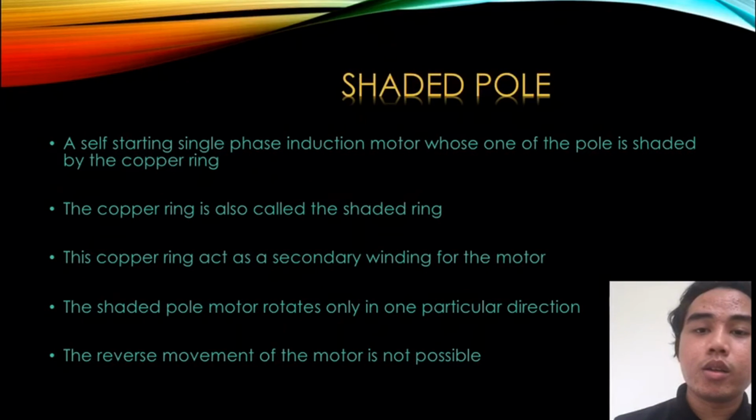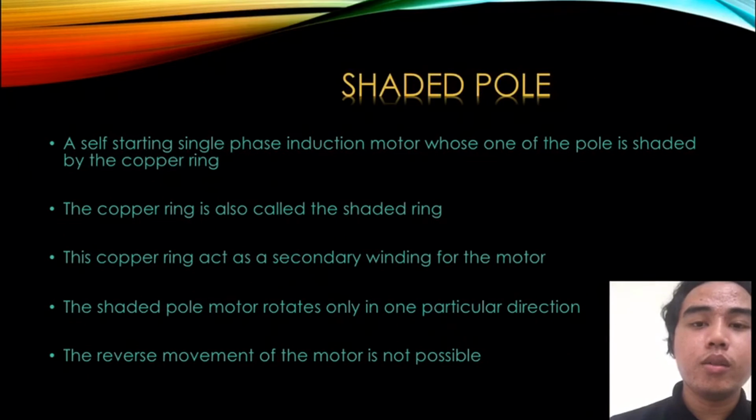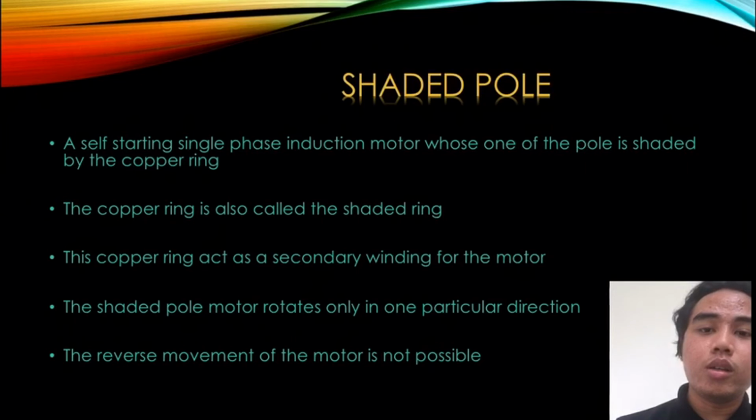So what is shaded pole? Shaded pole is a self-starting single-phase induction motor whose one of the poles is shaded by a copper ring. The copper ring is also called the shaded ring. This copper ring acts as a secondary winding for the motor. The shaded pole motor rotates only in one particular direction, and the reverse movement of the motor is not possible.